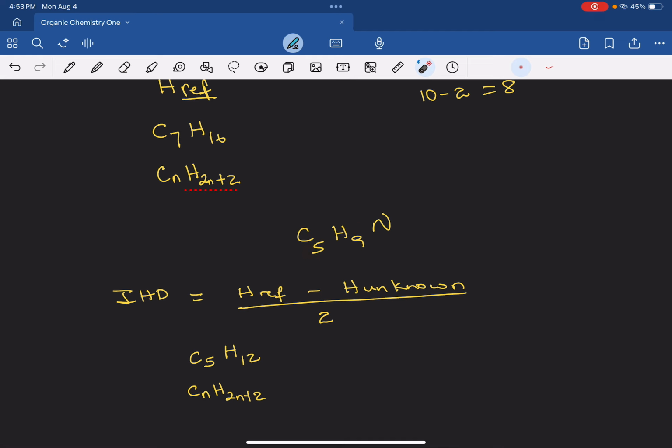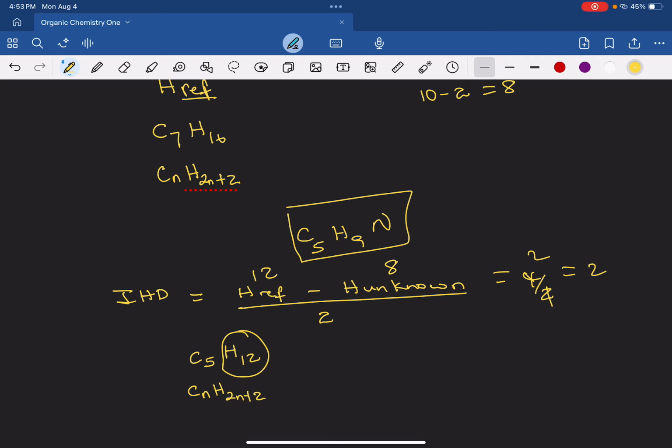Number of hydrogens in my unknown. So here's the unknown. I have 9 hydrogens, but I have a nitrogen, which means I only have one nitrogen, so it's 9 minus 1, which is 8. So this is 8, and this is 12. 12 came from here. This is 4 divided by 2, equal to 2. So C5H9N has 2 degrees of unsaturation. That's how you approach your questions with nitrogen.